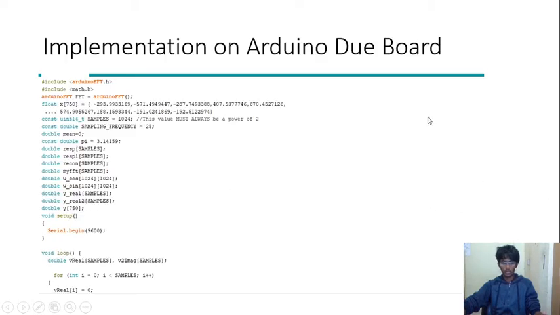So let's see how we'll be implementing this on an Arduino Due board. Here we will be using a library called ArduinoFFT.h for our calculation. It has inbuilt functions that we're going to use for calculating the FFT and IFFT.